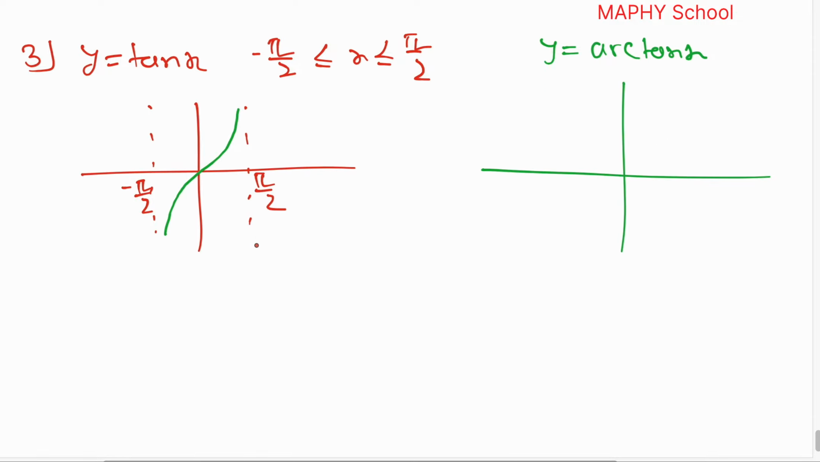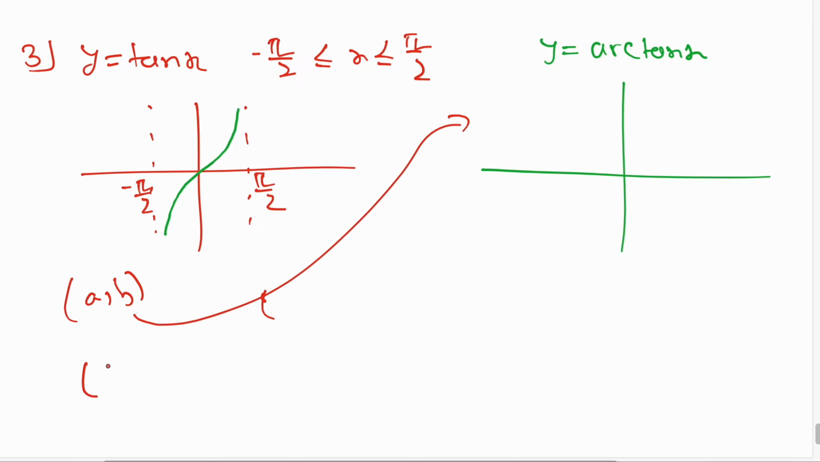x equal to pi by 2 and x equal to minus pi by 2. The asymptote will be y equals pi by 2. It will just reverse: x will be y, y will be x. Similarly, the coordinates will also reverse. For example, let's say there is a coordinate AB for this curve. For the inverse function, the coordinates will be BA. That means it will just invert: the x coordinate will be y, the y coordinate will be x.